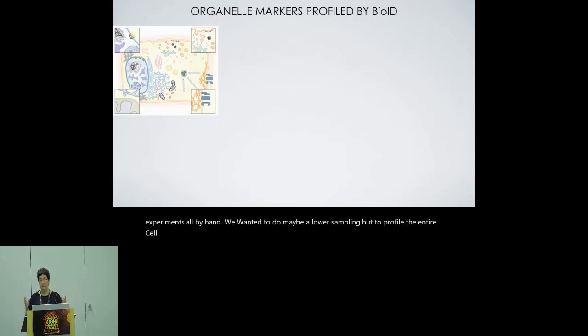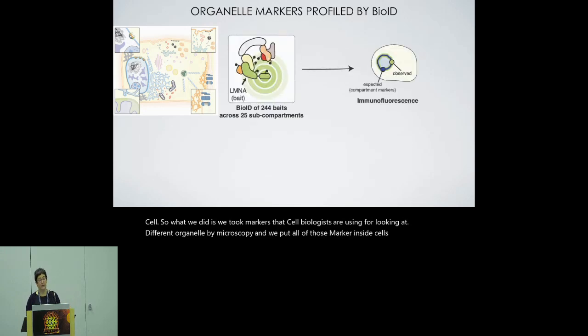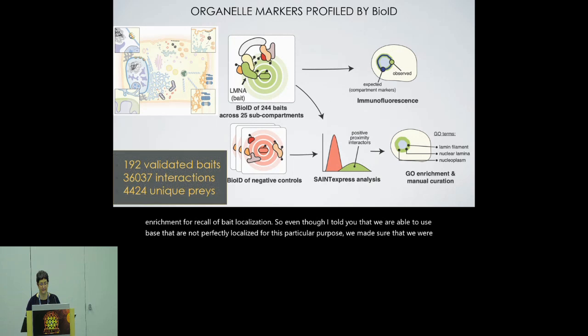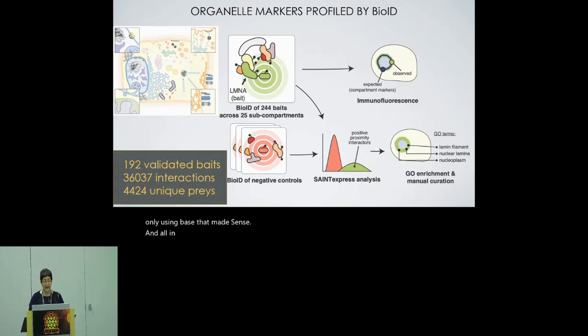So what we did is we took markers that cell biologists use for looking at different organelles by microscopy. And we put all of those markers inside cells, again, stable cells. We put 244 of those spread across the entire cell. Some of them we had already profiled. And we did QC with immunofluorescence and mass spectrometry, followed by GO enrichment for recall of bait localization. So even though I told you that we are able to use baits that are not perfectly localized, for this particular purpose, we made sure that we were only using baits that made sense. And all in all, we validated 192 baits that report on about 40% of the expressed proteome.